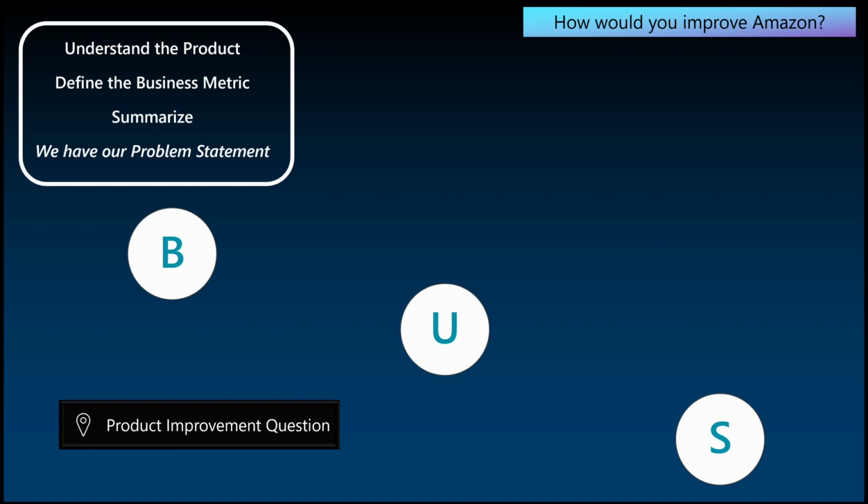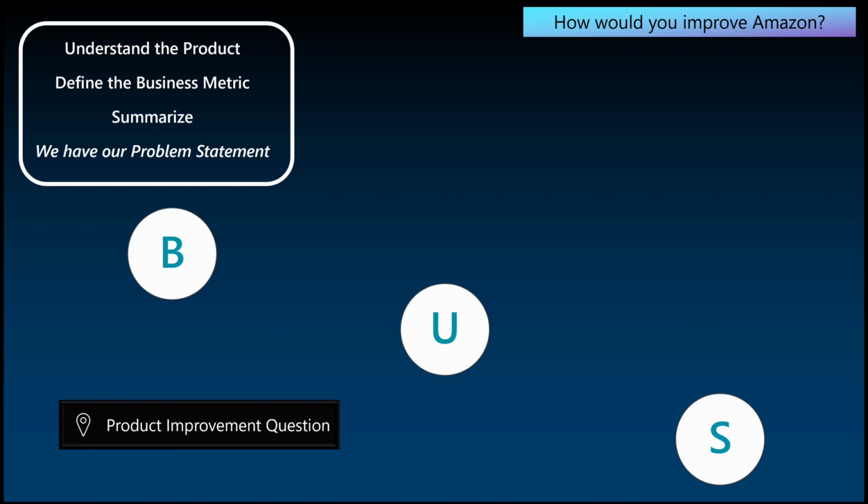Here are the things you need to do before you even start to think about actually improving the product. First, you need to outline your answer. Second, you need to show that you have a basic understanding of the product. Third, you need to define the business objective.